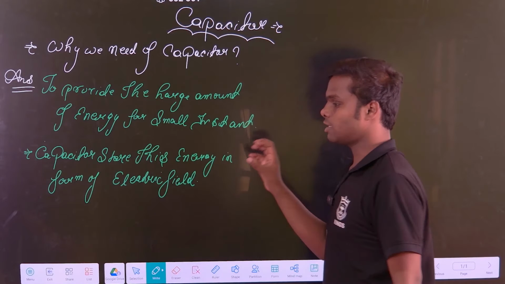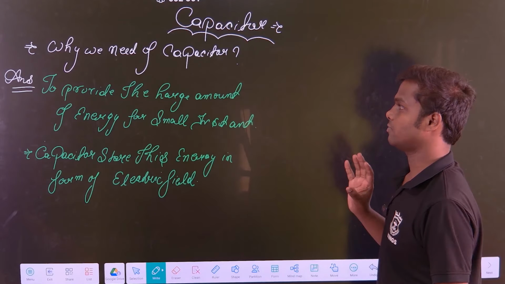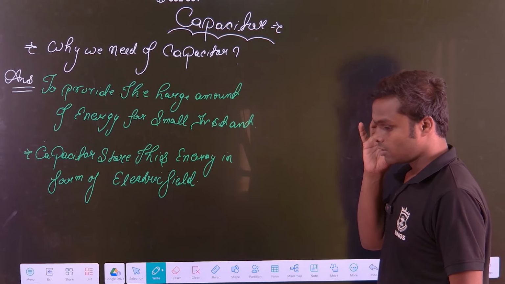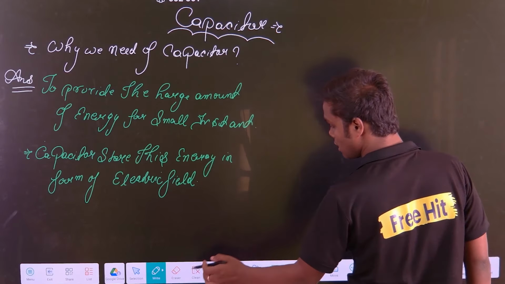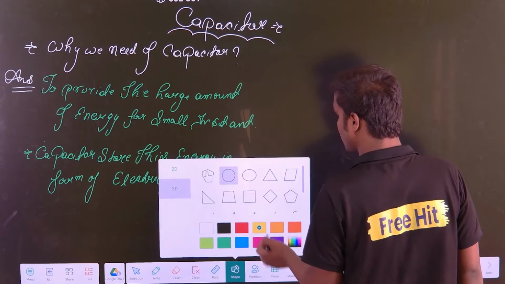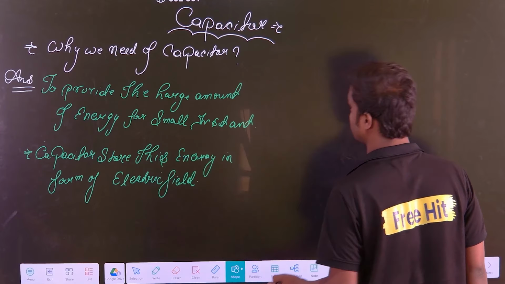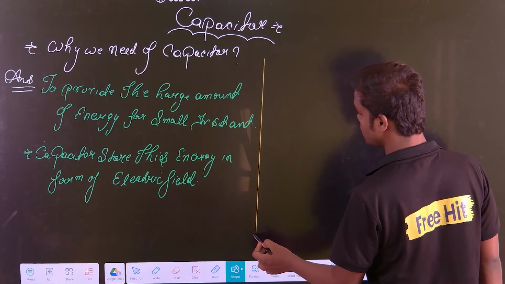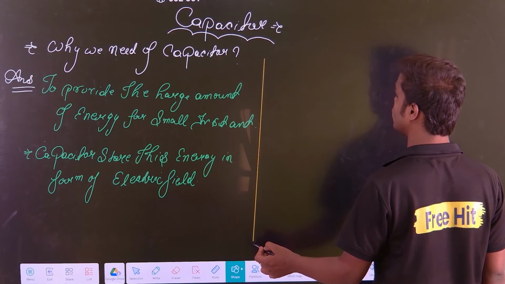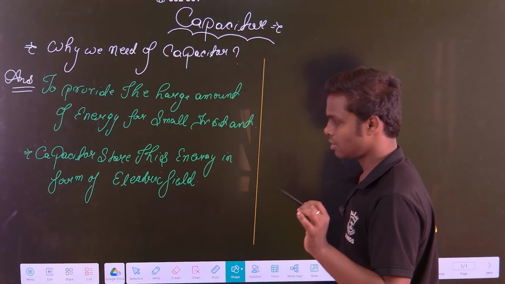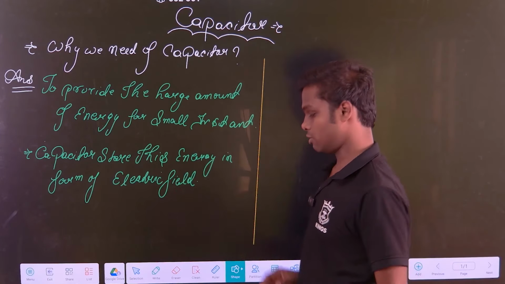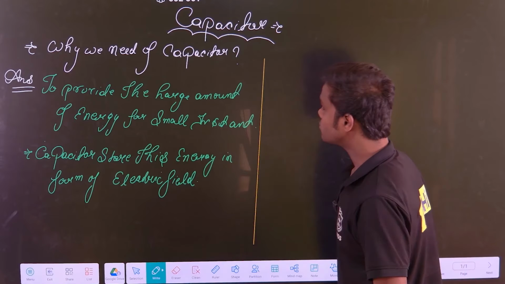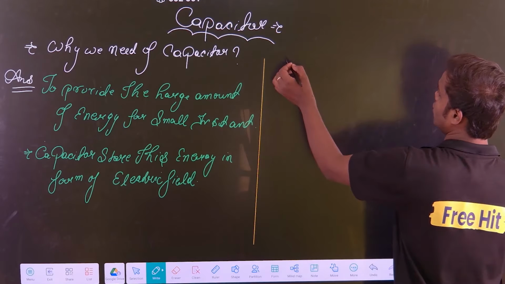I hope till here everyone is clear about what a capacitor is. This is the basic idea of why we need a capacitor and what a capacitor basically is. A capacitor is a device used to provide a huge amount of energy for a very small instant, and it stores the energy in the form of an electric field. That is basically the idea of a capacitor.